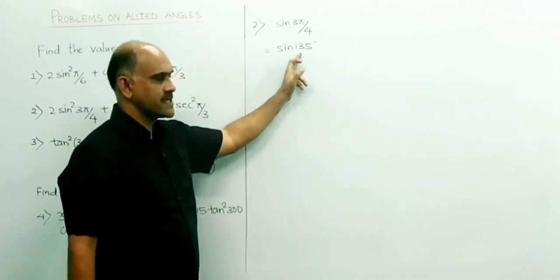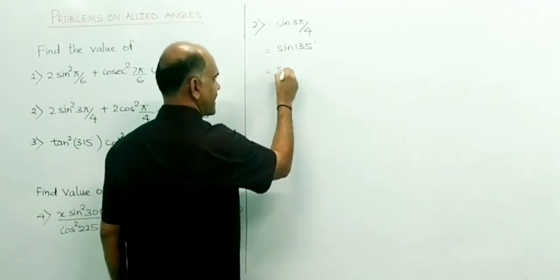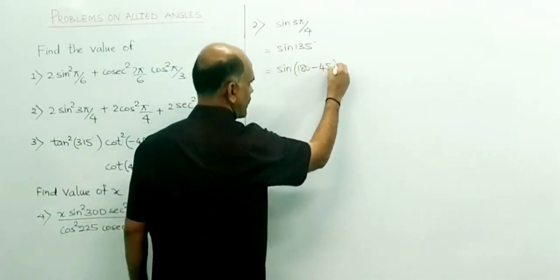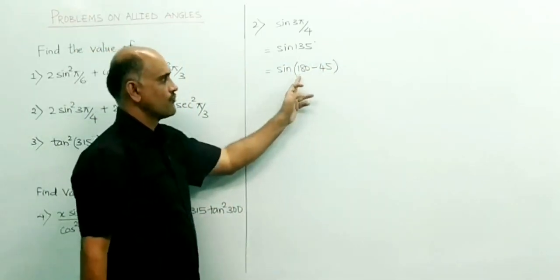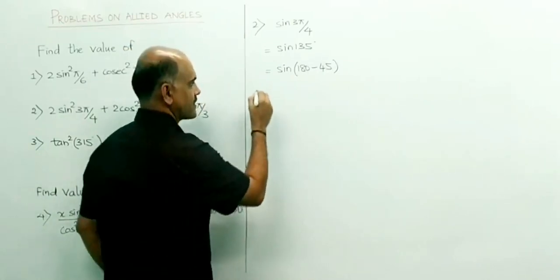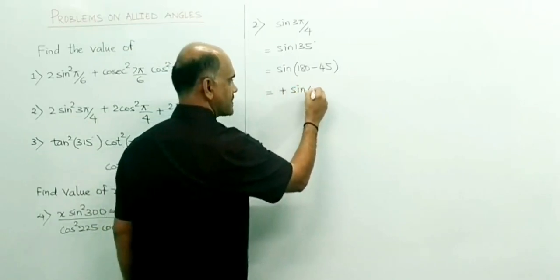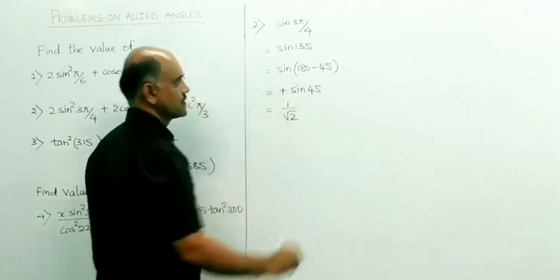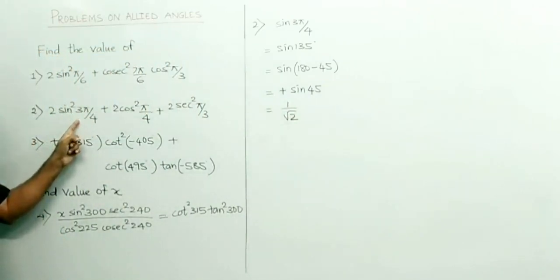So 135 is near to 180. So we write this as sine 180 minus 45. So 180 minus is in second quadrant. So in second quadrant sine is positive. So you will have plus sine 45, that is 1 by root 2. So sine 3 pi by 4 is 1 by root 2.